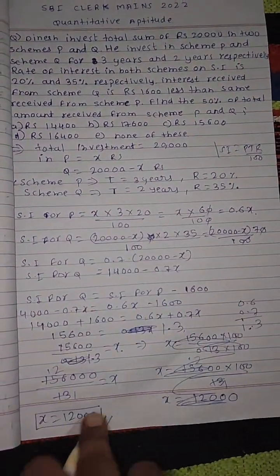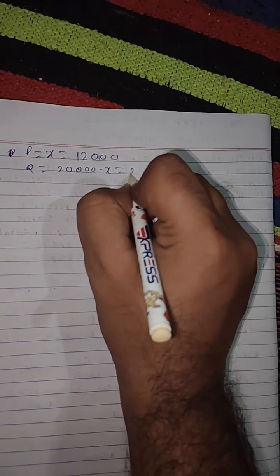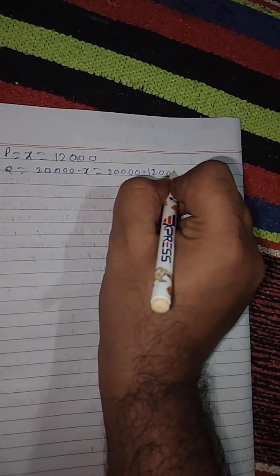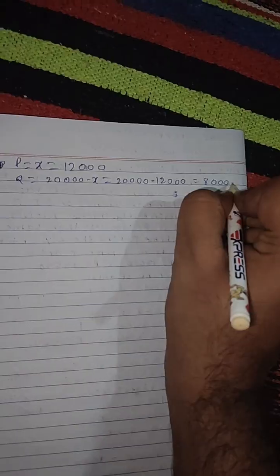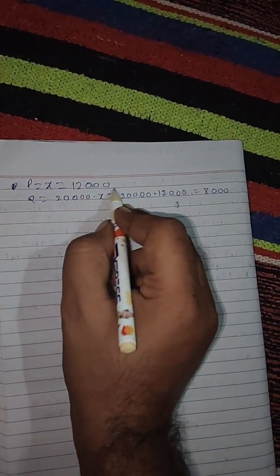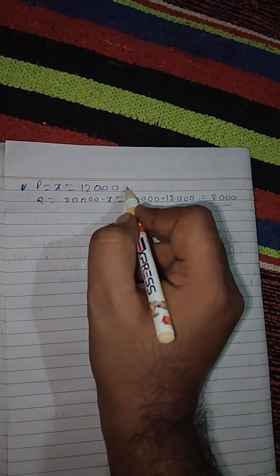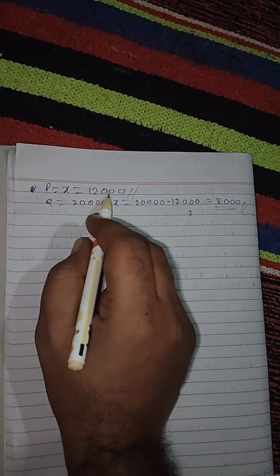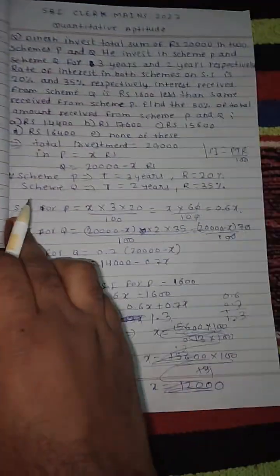So 20,000 minus 12,000 will be 8,000. So in scheme P it is invested 12,000 and in scheme Q it is invested 8,000. So we have got the principal amounts: for P it is 12,000 and for Q it is 8,000. Up to here we have found.